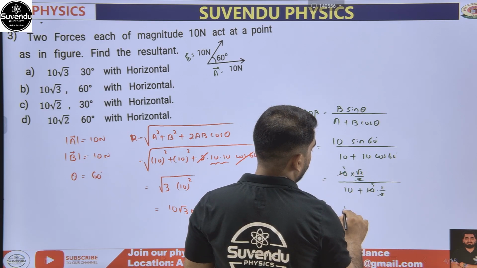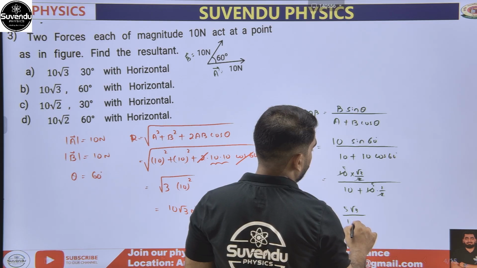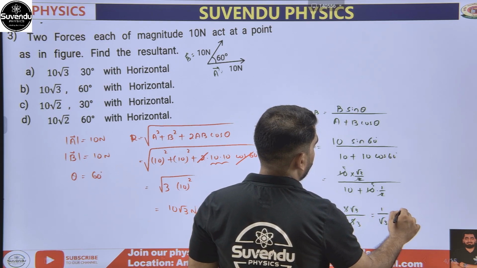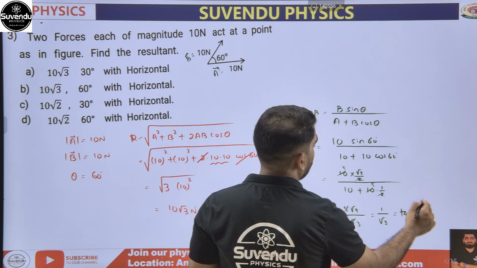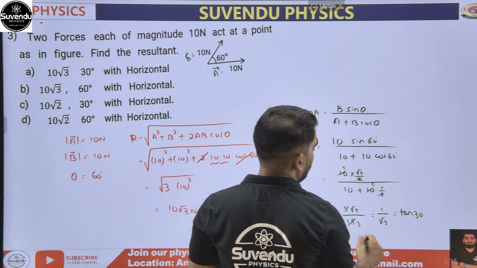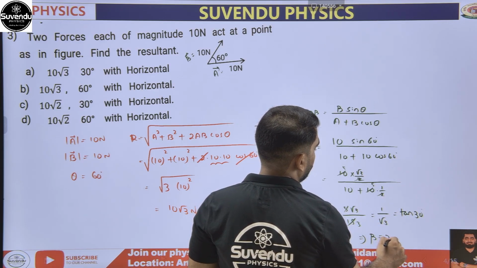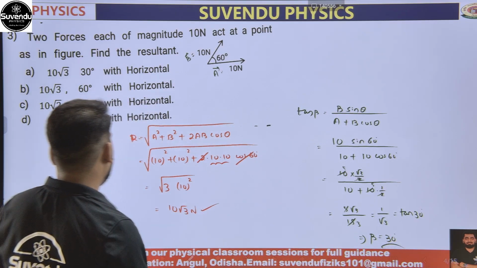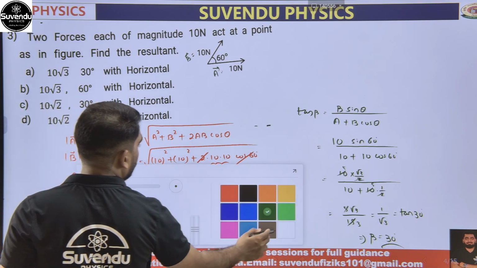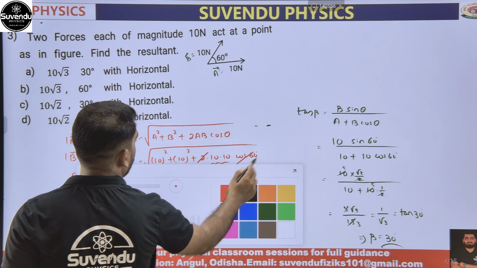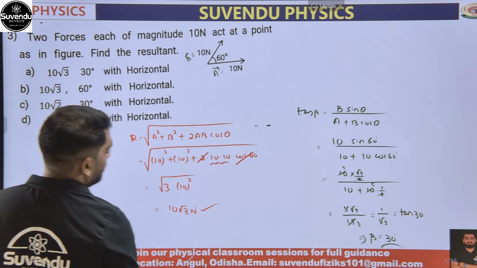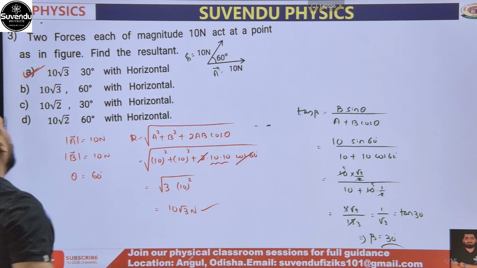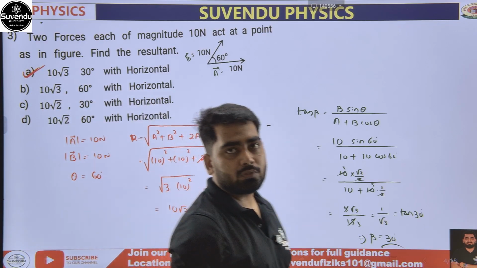So 5 root 3 divided by 15. Then this will be 1 by root 3, and 1 by root 3 means tan 30 degrees. So tan beta is tan 30. So what is beta? 30 degrees. With respect to the A vector, match the option: magnitude 10 root 3, and the A vector is along the horizontal. So we write 10 root 3 at 30 degrees with respect to the horizontal.